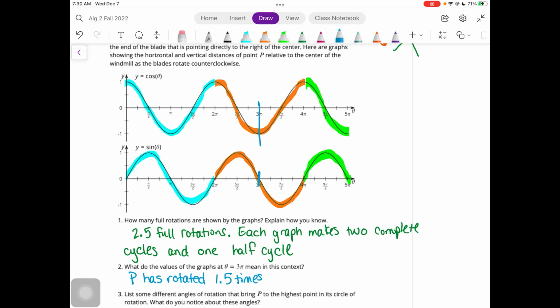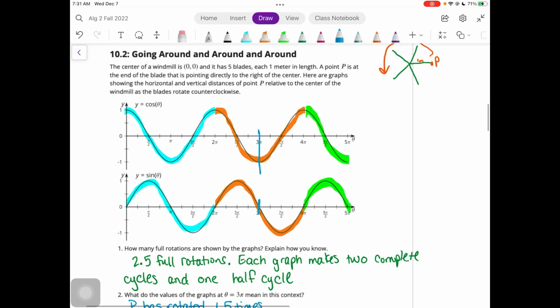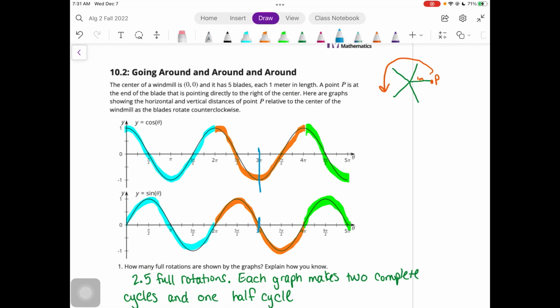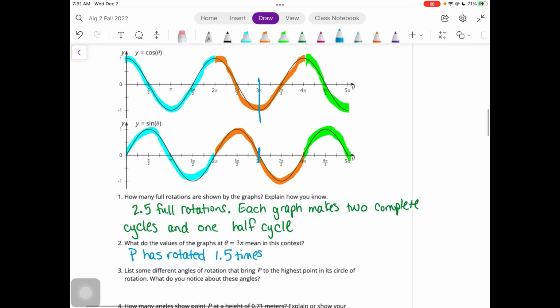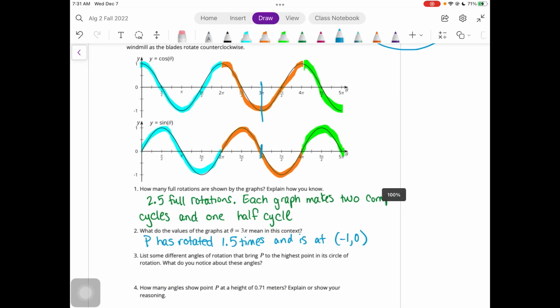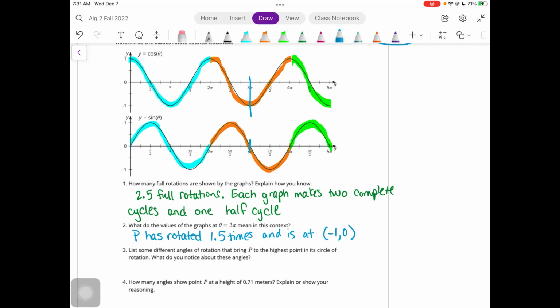And the point P, so if it's gone 1.5 times around, if it started at the point (1, 0) and it went all the way around and then halfway, it would be at (-1, 0). So P is at (-1, 0).